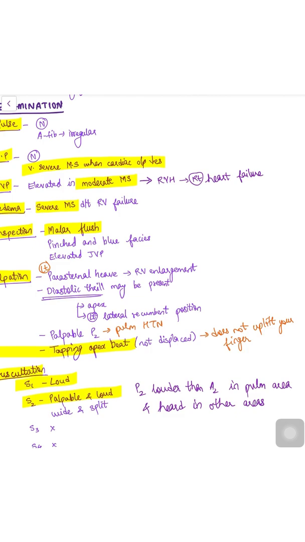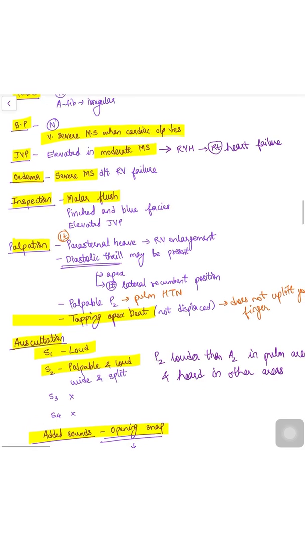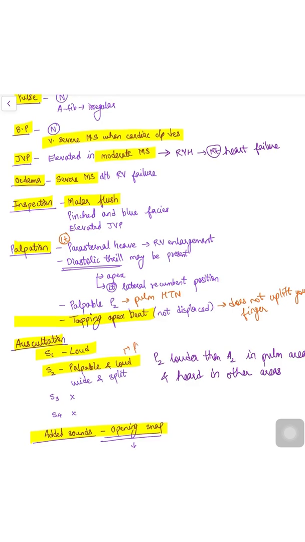On auscultation, S1 is going to be loud because the mitral valve is stenosed. The leaflets have become rigid, so when they close, they're going to make a loud sound. S1 is going to be loud. S2 will be palpable and loud if there is a pulmonary hypertension, of course. And you're never going to hear an S3 and an S4.